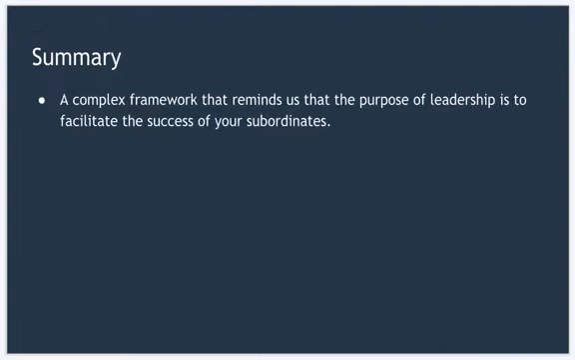So, in summary, the path goal theory of leadership is a pretty complicated framework that reminds us that the purpose of leadership is to facilitate the success of your subordinates. Now, the theory proposes there are many ways to make followers successful, which you can diagnose using a checklist like the one we showed in the example.